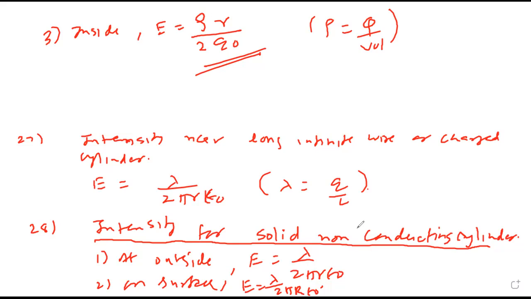Sir, so the third point is rho r upon 2 epsilon naught, na? Correct. Okay, sir.